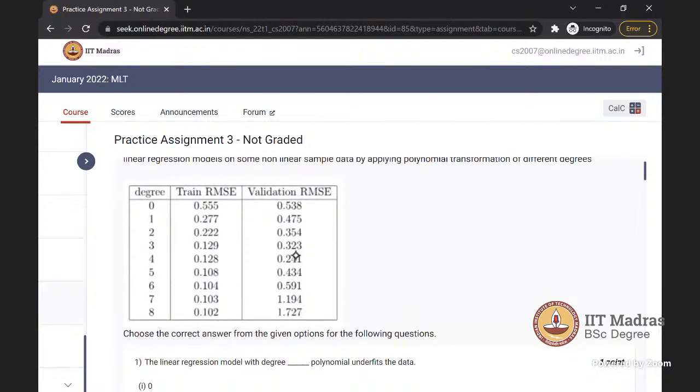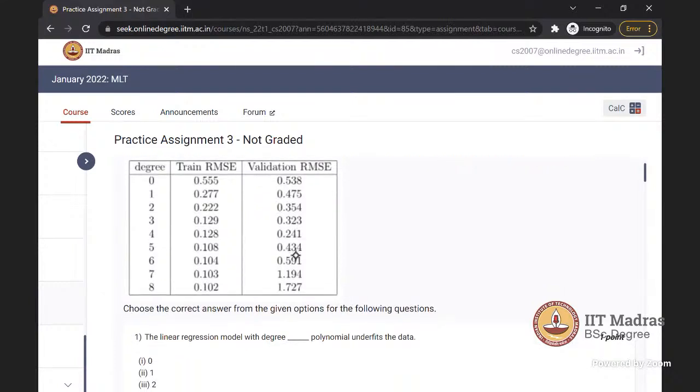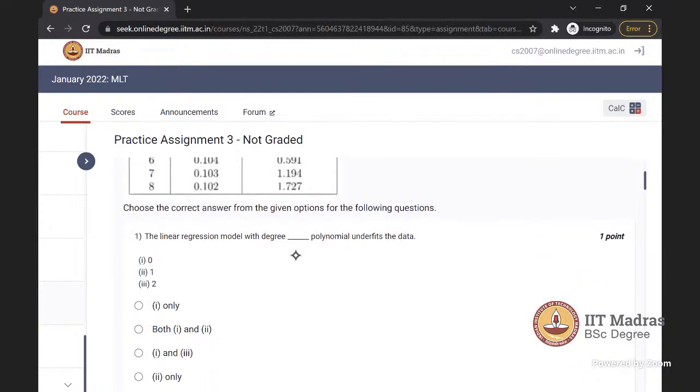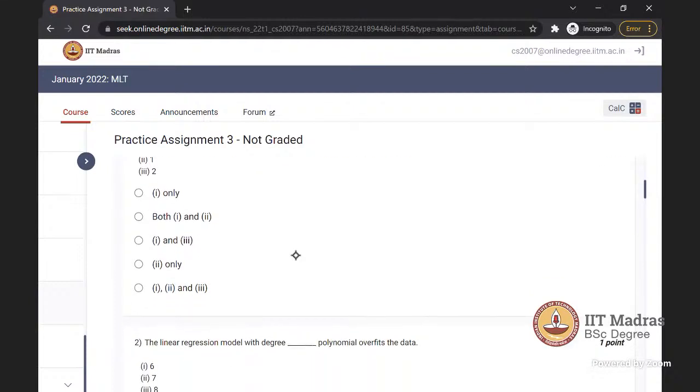You'll see a bowl-like shape in the 2D chart. The validation error keeps decreasing from 0 to 4, and after 4, for 5, 6, 7, and 8, the validation error is actually increasing. So the best value of degree to deduce from this chart is degree 4. Anything below that is underfitting, and anything above that is overfitting. So 0, 1, 2, all three options are going to give you a model of less capacity and therefore underfitting.